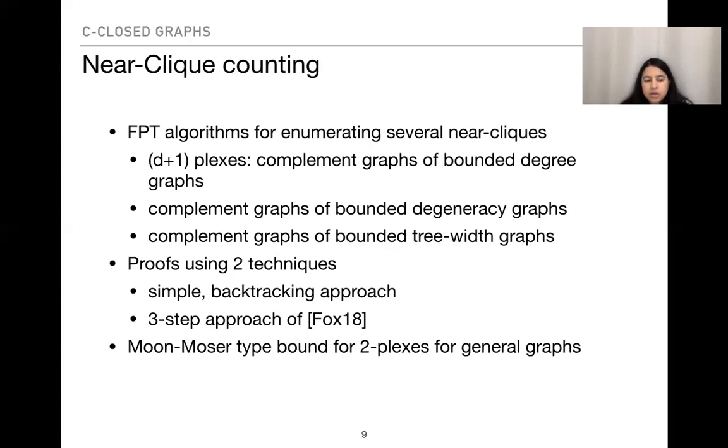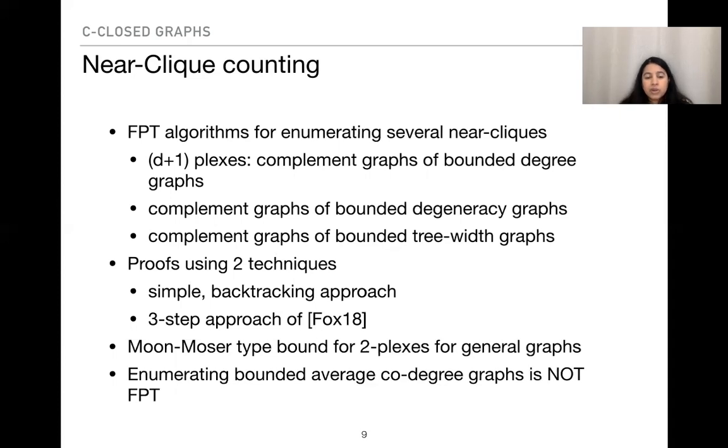In the process of using this three-step approach to prove that FPT algorithms exist for these near-cliques, we also showed a Moon-Moser type bound on the number of two-plexes in general graphs, and this is a tight bound. We also showed that enumerating certain kinds of subgraphs, near-cliques, is actually not FPT. So not every kind of near-clique can be counted in FPT time in C-closed graphs.